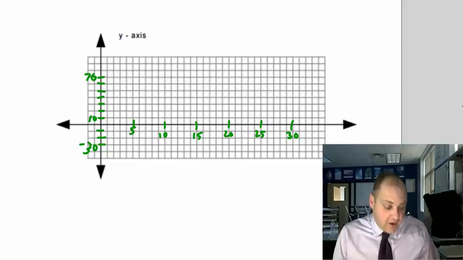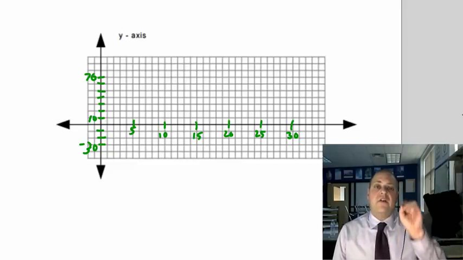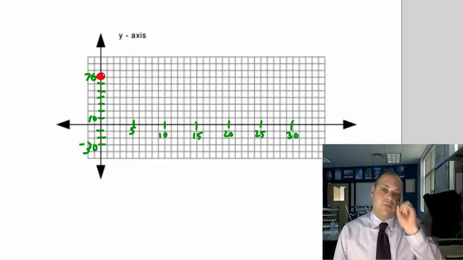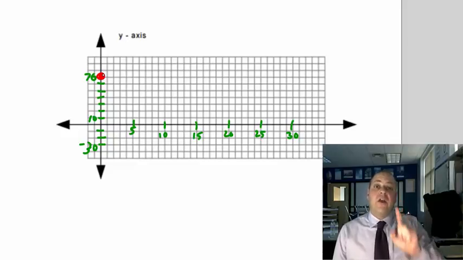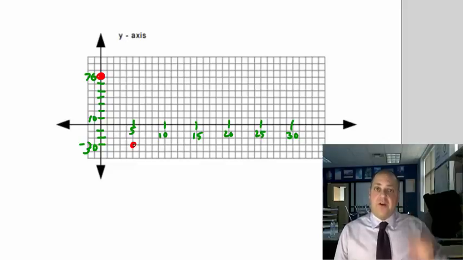Now, it started out at 70 degrees Celsius. So we're going to start there on the y-axis. Plot that, 70 on the y-axis. Now, 5 minutes later, it went down to its minimum, which was negative 30. So at 5, you got negative 30. 5 minutes later, it went back to 70. 5 minutes later is 10 minutes. It's back to 70. See the pattern?